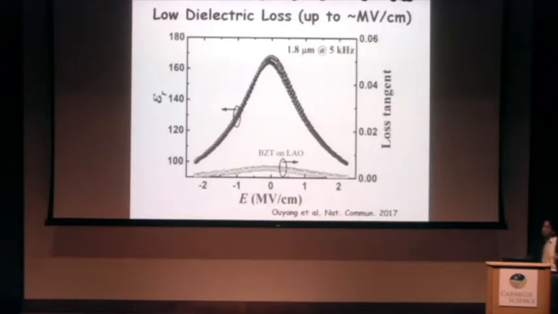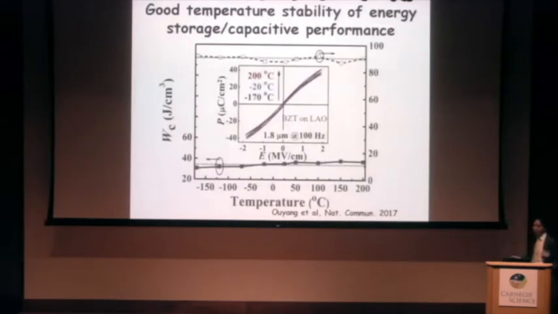And here I show you the low dielectric loss of this nano polydomain film. This is a film grown on LAO. It's about 2 micrometers. We apply basically 400 volts on the film. You can see the loss stays low up to the megavolts per centimeter level. That's a good quality film.